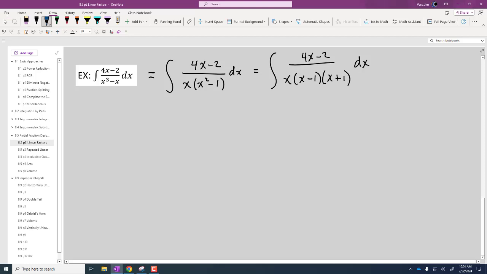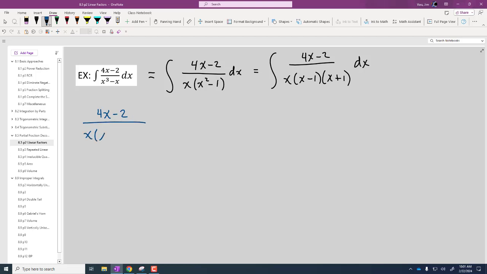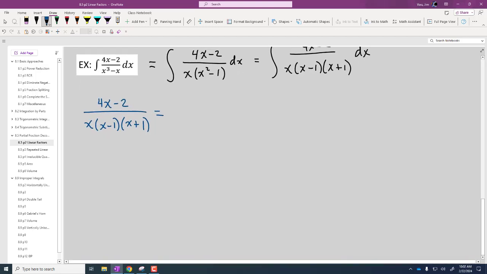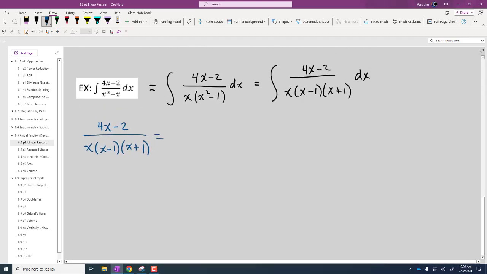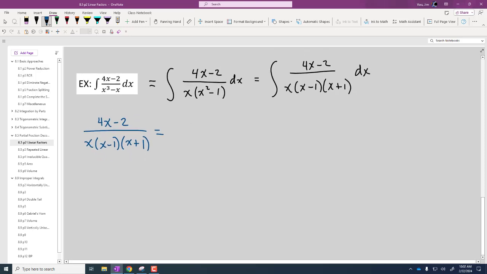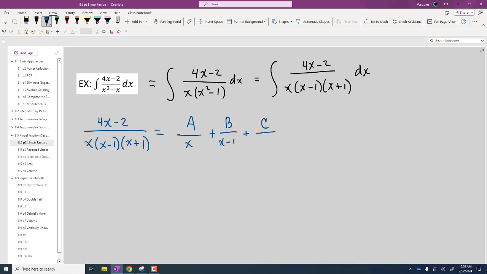We're going to go inside and we're going to say, okay, let's take this factored rational expression and turn it into partial fractions. So we've got it all factored. We want to turn it into partial fractions. There's going to be a constant over each factor. There's going to be a constant over x. There is going to be a constant over x minus 1. And there's going to be a constant over x plus 1.